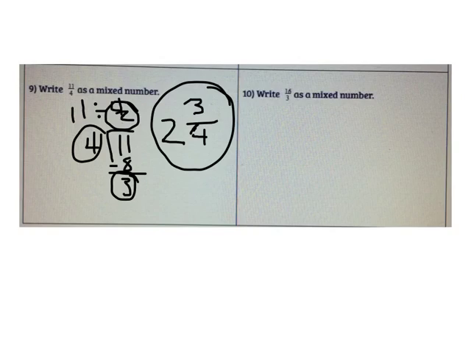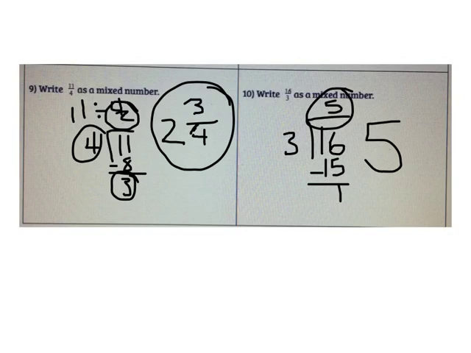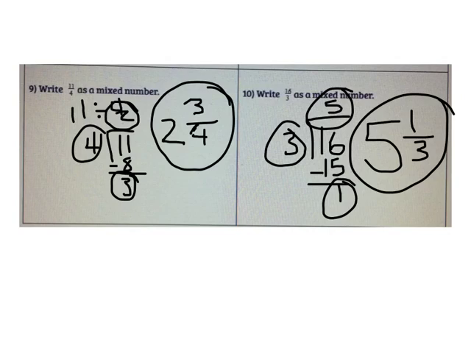Now you try one. Write 16/3 as a mixed number. Well, I need to divide 16 divided by 3. When I do that, I get 5, remainder 1. That means I have 5 whole groups with 1 left over out of 3, or 5 1/3.